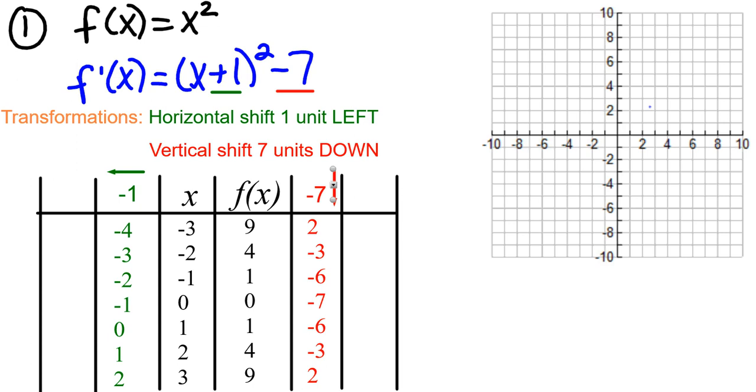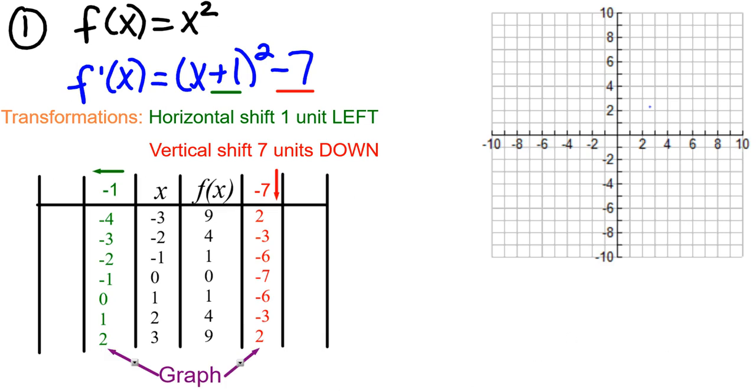So we've performed all the transformations. What kind of graph can we generate? Well, the graph is going to come from our outermost columns. So the shifting of the left 1, these are now all the inputs, and going down 7 units, those are their corresponding outputs. So I would plot the points -4, 2; -3, -3; -2, -6; -1, -7; 0, -6; 1, -3; 2, 2 to generate the graph for my function.